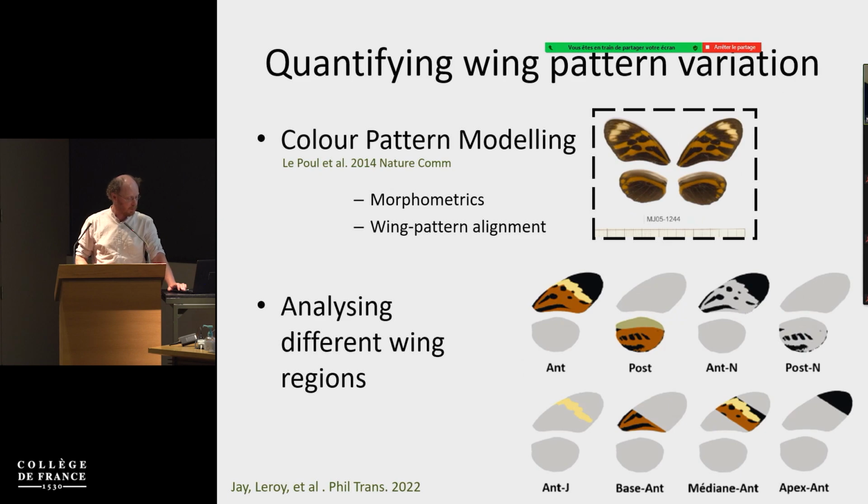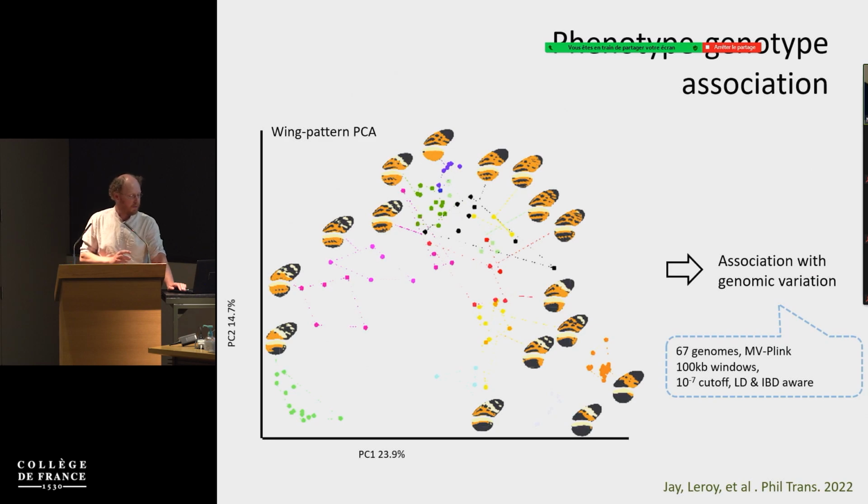I'm not going to talk too much about the methods, but basically we have a tool to analyze wing patterns quantitatively through morphometrics and modeling, and we can also partition the wing into different elements or wing regions, so we can focus the association study on different types of variation. The phenotypic variation can be looked at on a PCA. This is aligning all the wings onto each other and making a PCA on the variable pixels. So it makes a very nice diversity, which you can then associate with genetic variation on resequenced genomes throughout the range.